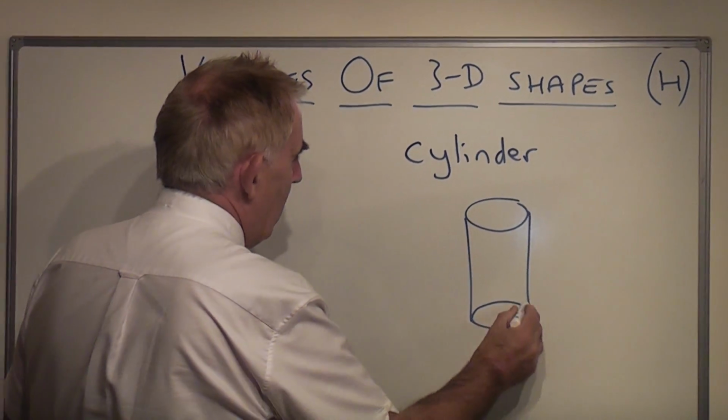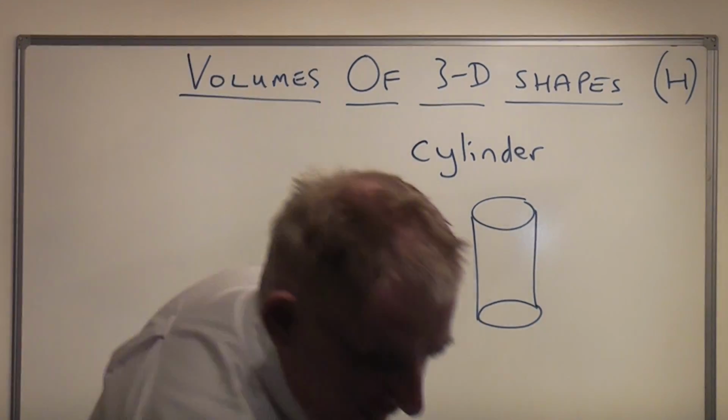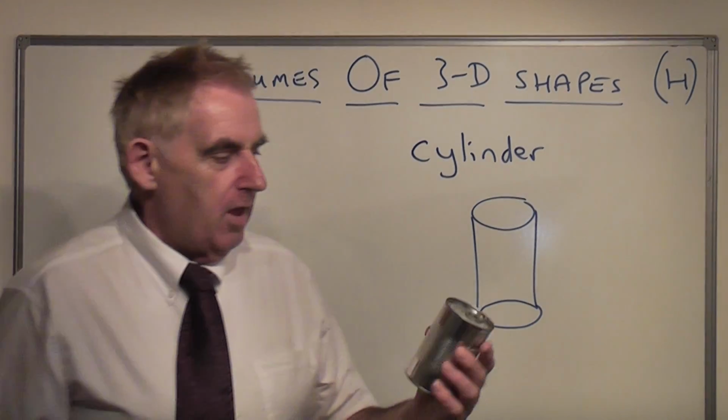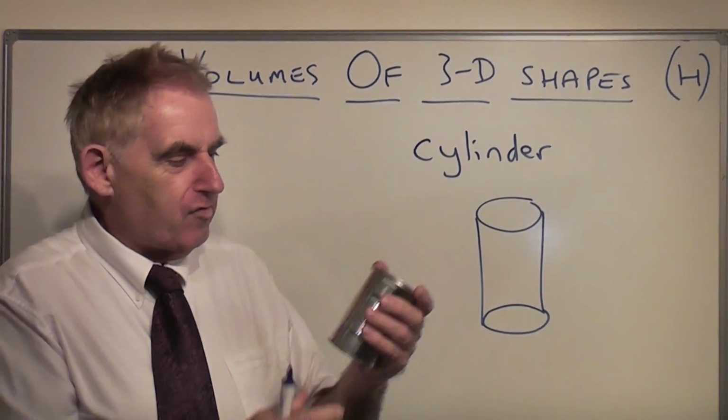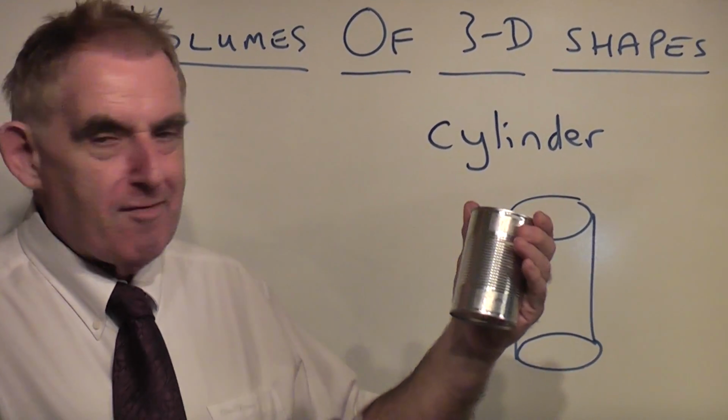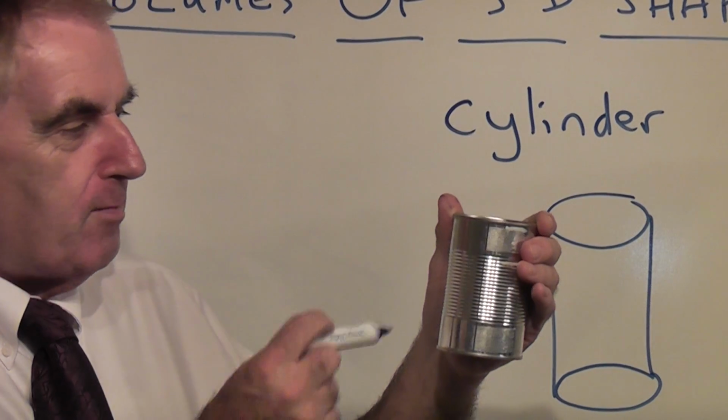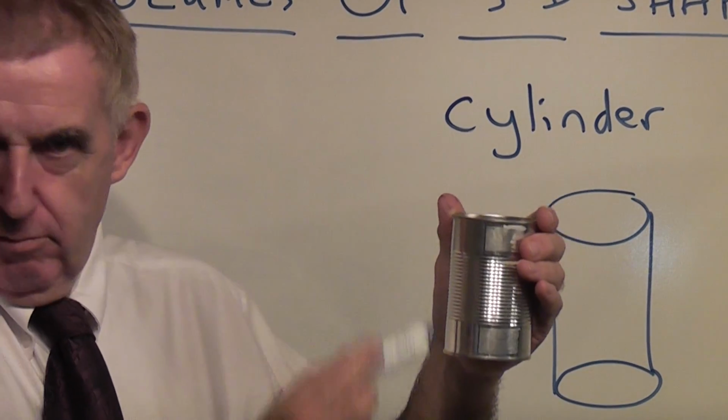What do you think it's going to depend on? Look at that beautiful drawing there. What's it going to depend on? The volume, the amount of stuff we can get in there, the amount of soup or whatever it is, is going to depend on how, what's the word for that?